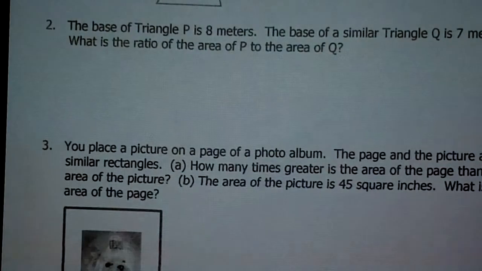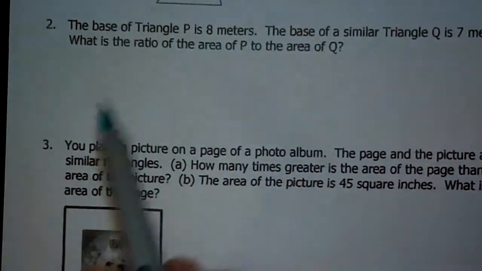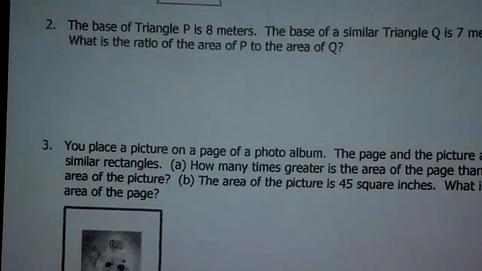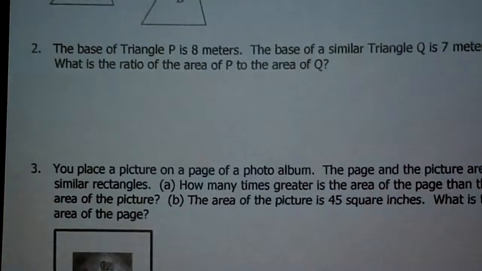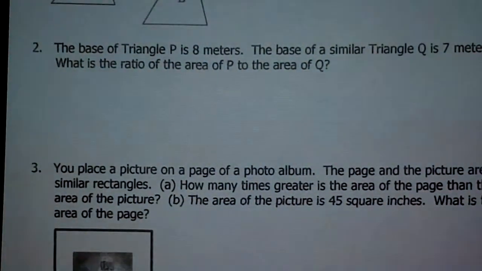For number 2, it says the base of triangle P is 8 meters. The base of triangle Q is 7 meters. What is the ratio of the area of P to Q? So this is basically the same thing as number 1, except there's words instead of a picture. If you wanted to draw a picture, you could.